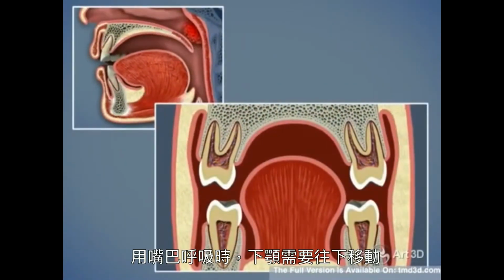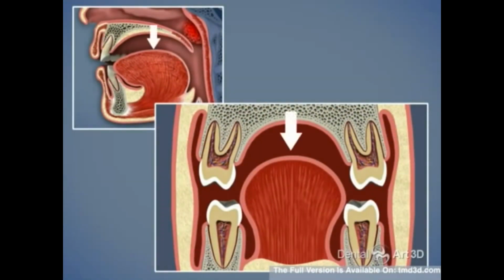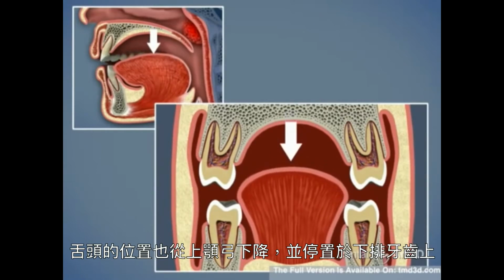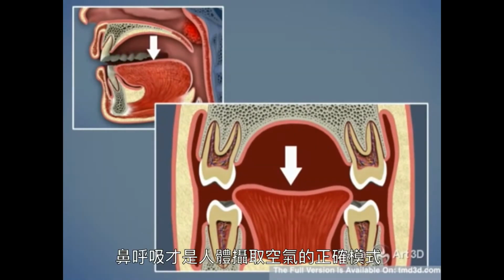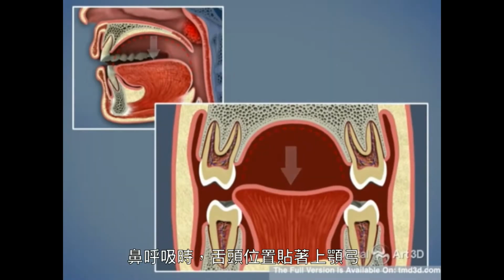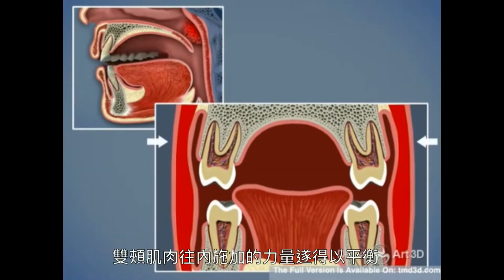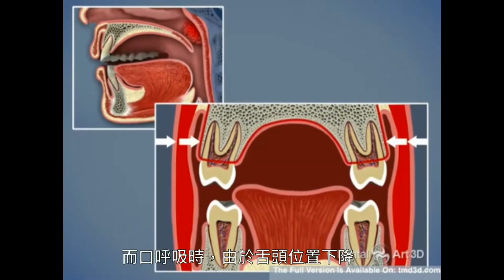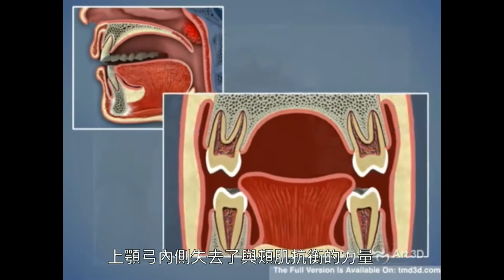In order to breathe through the mouth, the lower jaw comes down, the tongue comes off the palate and settles on the lower teeth. Nasal breathing is the correct way for air to enter the body, and during nasal breathing, the tongue rests at the palate and the pressure of the cheeks is balanced by the tongue. During mouth breathing, the pressure from the cheeks is unopposed by the tongue.